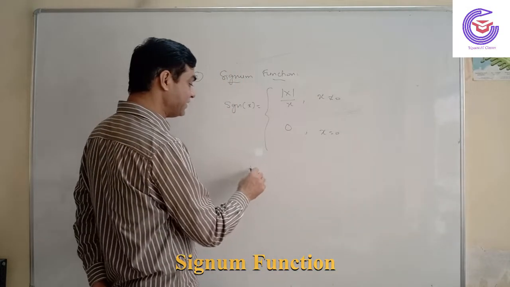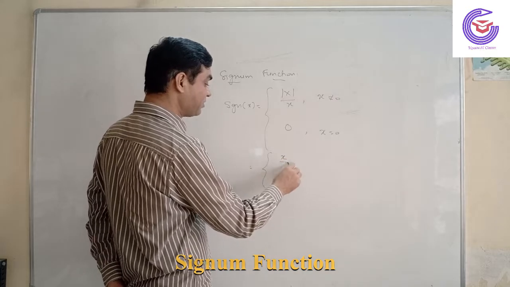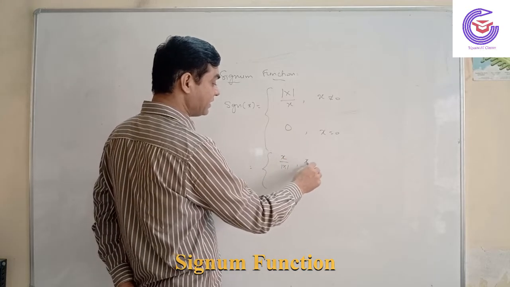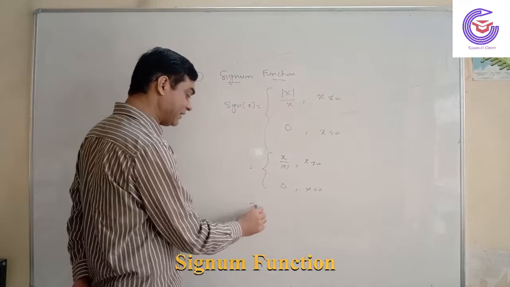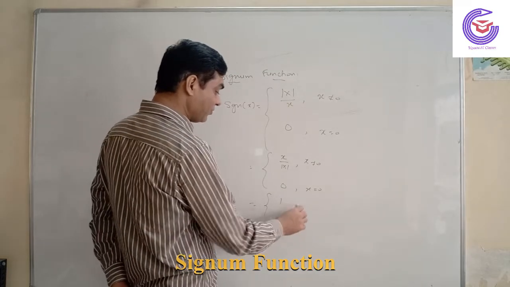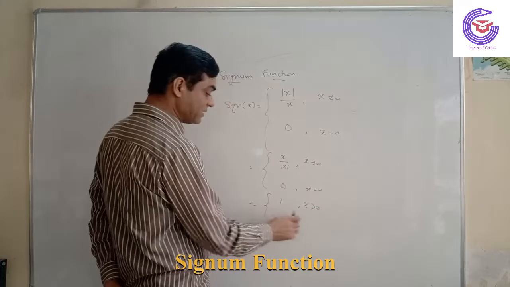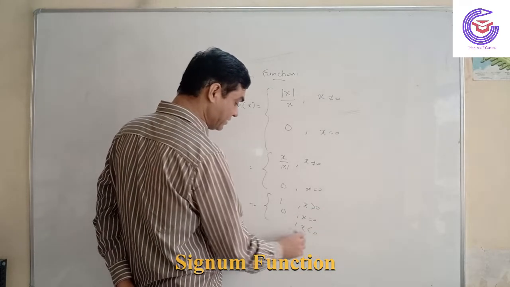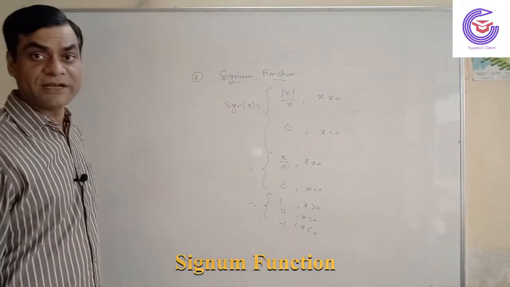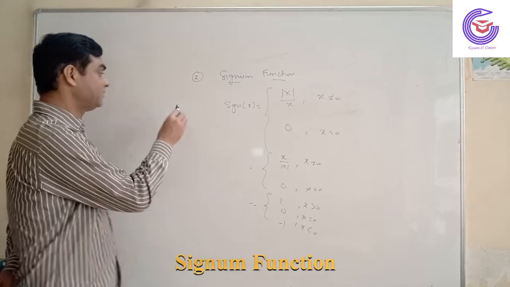There is another way to define this, the same thing: x upon mod x when x is not equal to 0, and when x is equal to 0, the value is 0. A third way to define this: when x is greater than 0, it is 1. When x is equal to 0, it is 0. When x is less than 0, it is minus 1. Okay, so how do you plot this one? Let me plot.